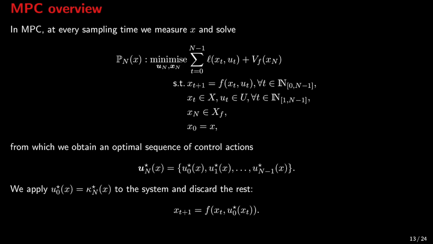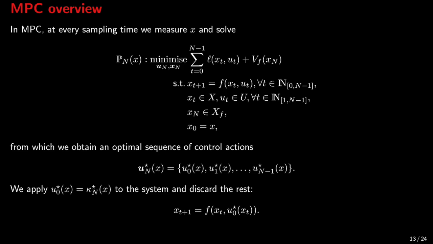The problem is solved subject to the system dynamics, the state constraints x_t belongs to X uppercase, u_t belongs to U, which are the input constraints, as well as the terminal state constraint xN is inside Xf, and the initial condition x0 is equal to x. By solving this problem, if we can of course, we obtain an optimal sequence of control actions, which is denoted by u boldface star N of x. Of course, the optimal sequence depends on the initial condition.